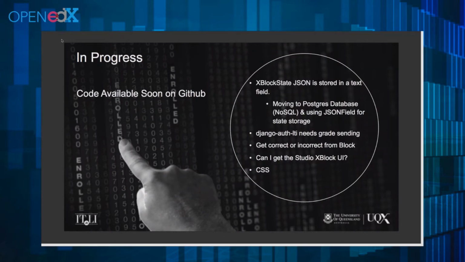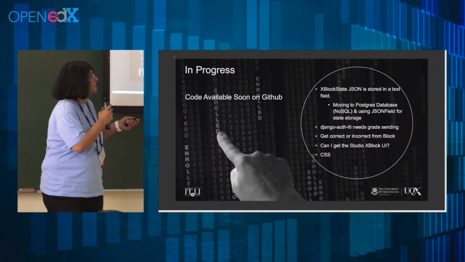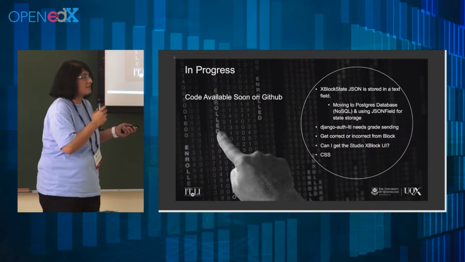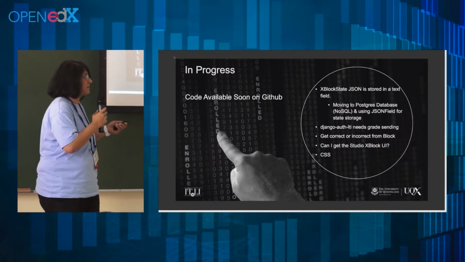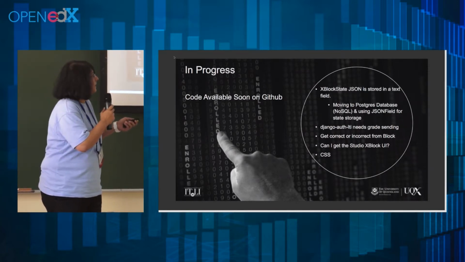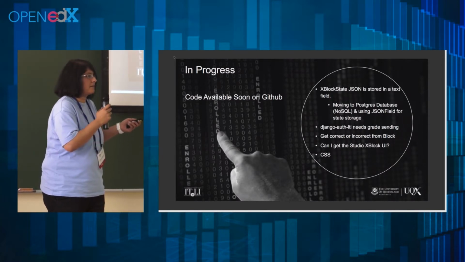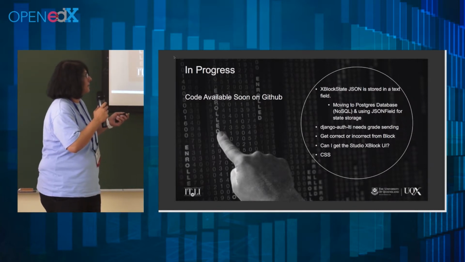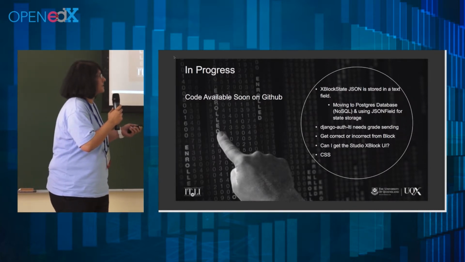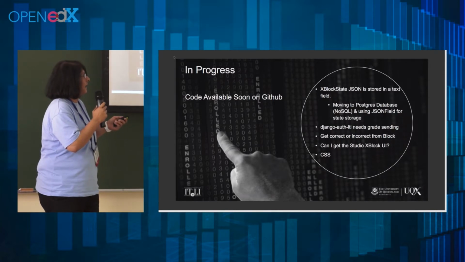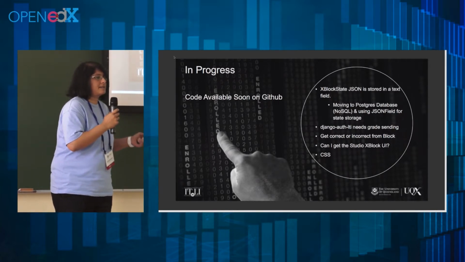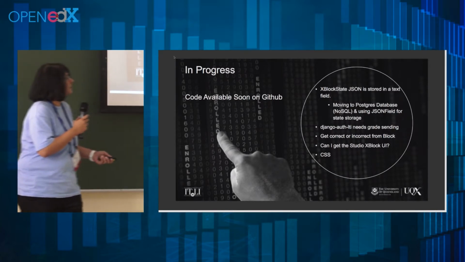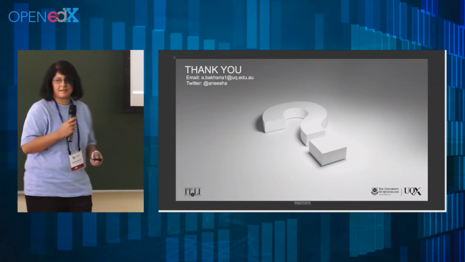Going forward, really the things are to improve the state management by using Postgres and a JSON field, because at the moment it's stored in a text field inside the workbench. Django auth LTI doesn't have grade sending. It's built really wonderfully, but there's just one thing missing. I've also got to figure out how to get whether the answer is correct or incorrect from the XBlock, and can I get a UI and better CSS styling inside my own project? And that's really it.